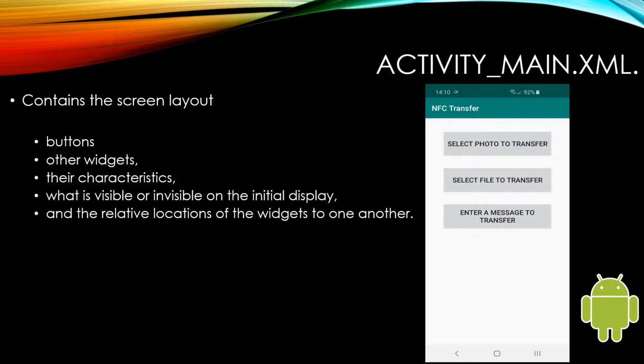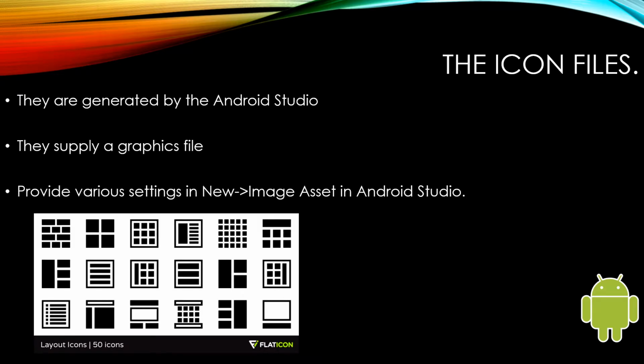The activity_main.xml file contains the screen layout. This includes all the buttons and other widgets, their characteristics, what is visible or invisible on the initial display, and the relative locations of the widgets to one another. The icon files are generated by Android Studio by supplying a graphics file and choosing various settings in New Image Asset in Android Studio. Details will not be reviewed in this document.